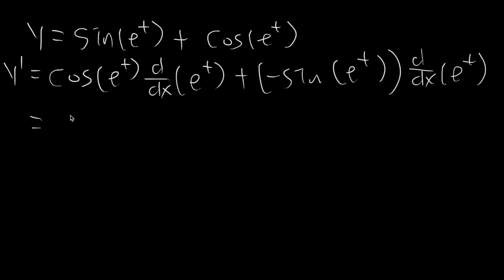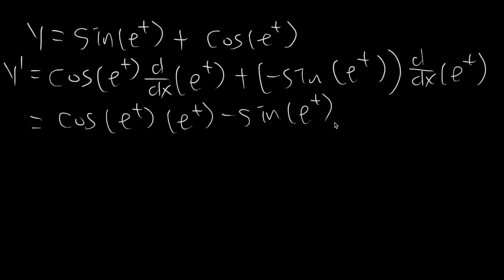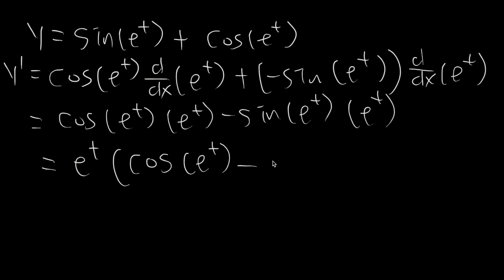So this is going to be equal to cosine e to the power of t times e to the power of t plus, here should be a minus sign because negative sine, times e to the power of t. Now you can take the common term e^t out. So this is equal to e to the power of t times cosine e^t minus sine e^t. So this is the answer.